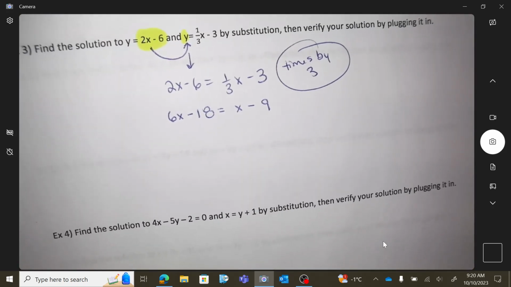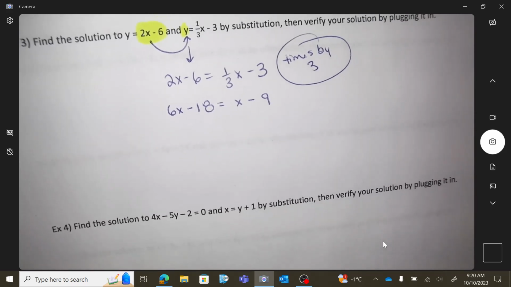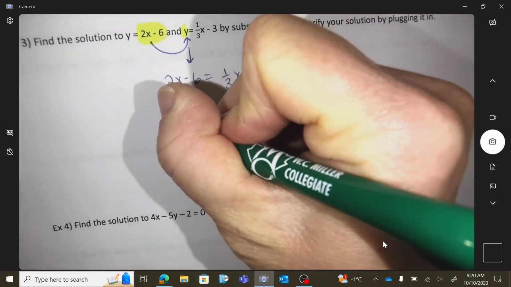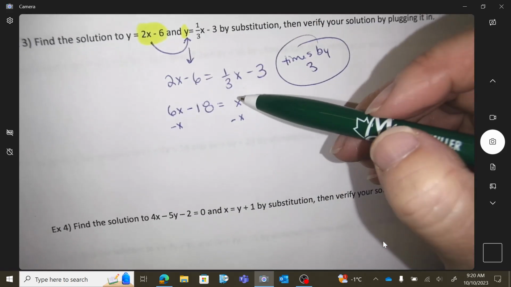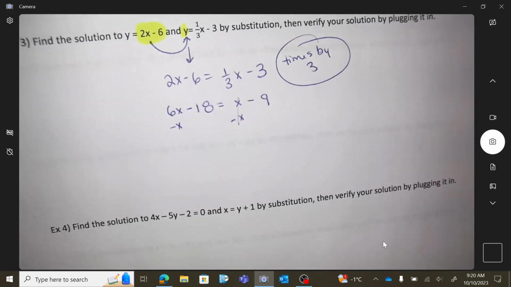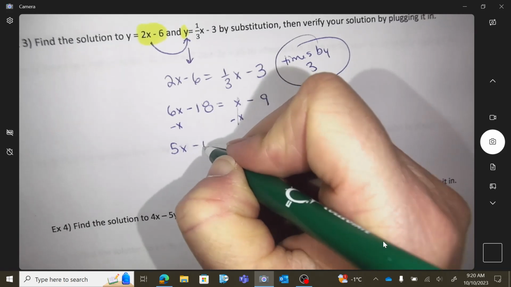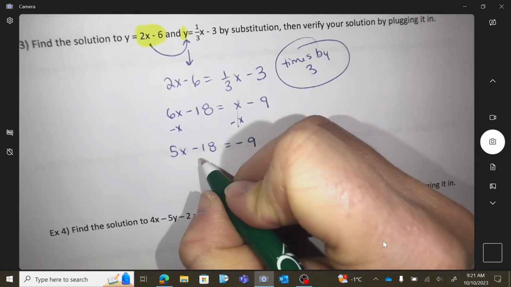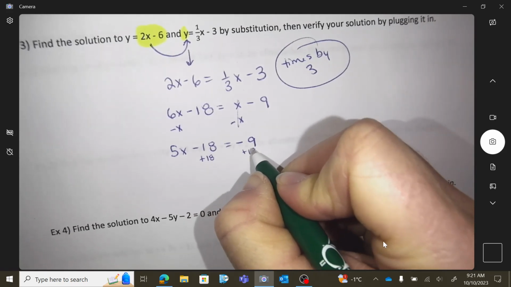Okay, now this would be algebra from grade 9, right? I need to collect x's, so what I would start with would be I'm going to subtract x from each side. Okay, most of this stuff is just about algebra and accuracy, making sure you're doing your numbers right. So get the x's together. Now I'm going to get the numbers together, so I'm going to add 18.